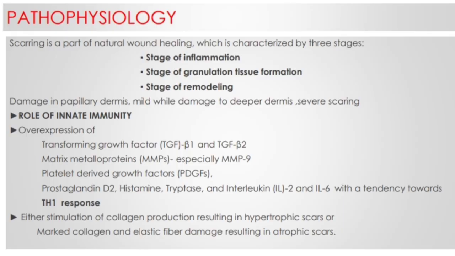In the pathophysiology, there is a role of innate immunity with the overexpression of transforming growth factor beta 1 and beta 2, along with the matrix metalloproteinases, especially matrix metalloproteinase 9, platelet derived growth factor, prostaglandin D2, histamine, tryptase, and interleukin 2 and 6, with a tendency towards the Th1 response. Depending upon whether collagen overproduction causes a hypertrophic scar, or marked collagen and elastic fiber damage results in an atrophic scar.